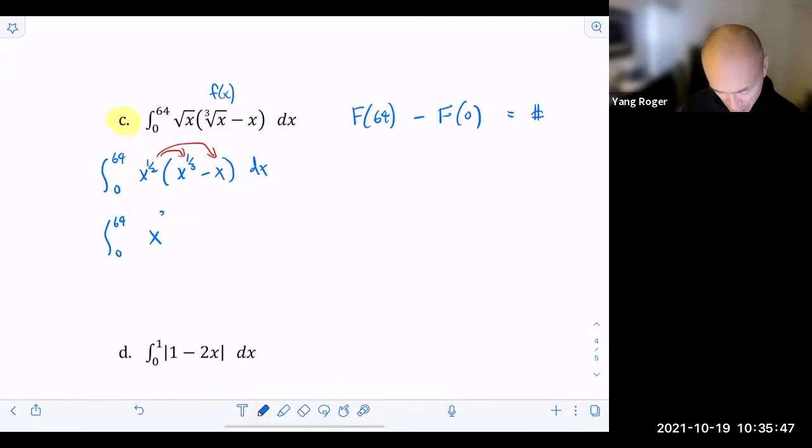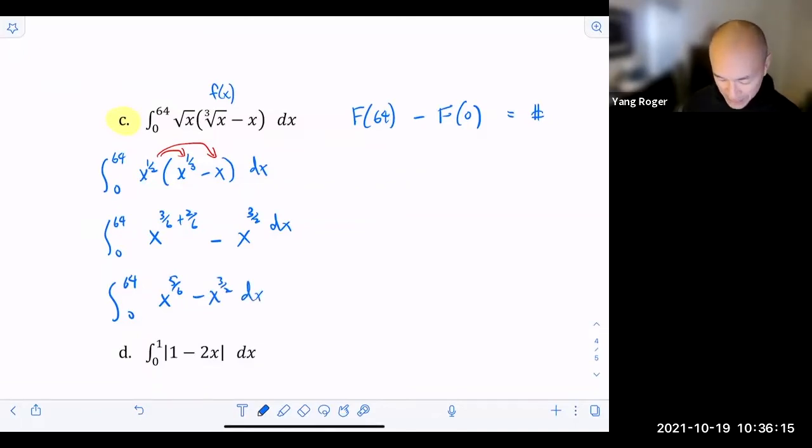So I'll stretch this out a little bit. I'll put this as 1/3 plus 1/2 minus 1/2 plus 1 is 3/2. So you can write it like that. So here I'm just putting that 1/2 and the 1/3 under common denominators. And then this gives us the integral from 0 to 64, x to the 5/6 minus x to the 3/2 dx.